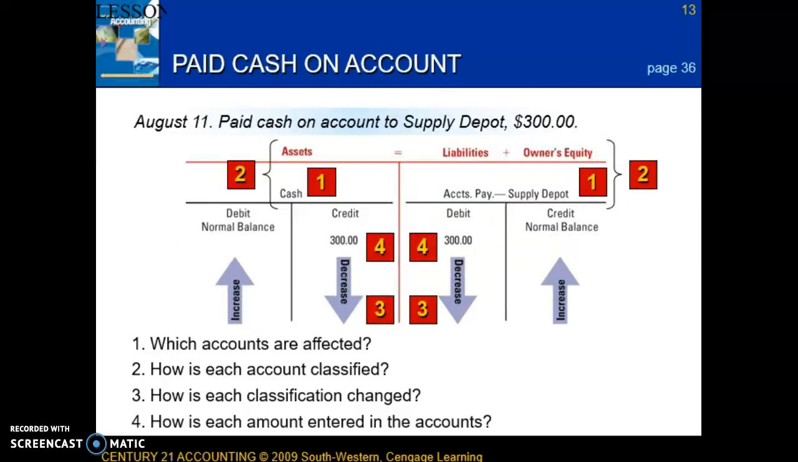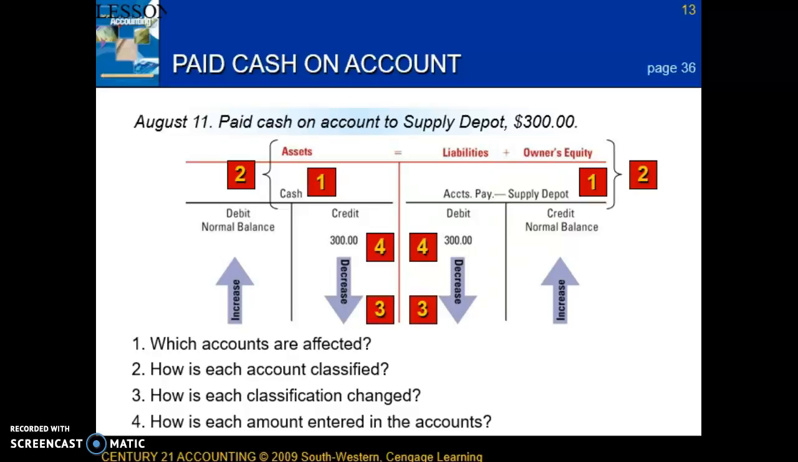Our last one, if we're going to charge something to a company, we should pay them eventually, hopefully on time. On August 11th, we paid cash on account to Supply Depot, $300. So paid cash on account, we're going to have cash and we're going to have accounts payable.